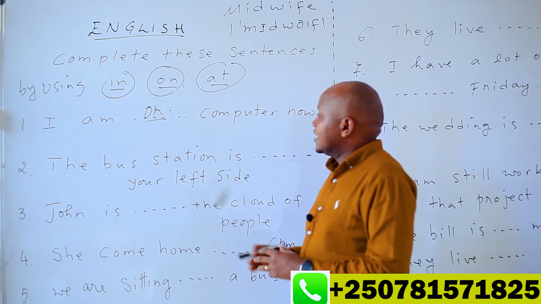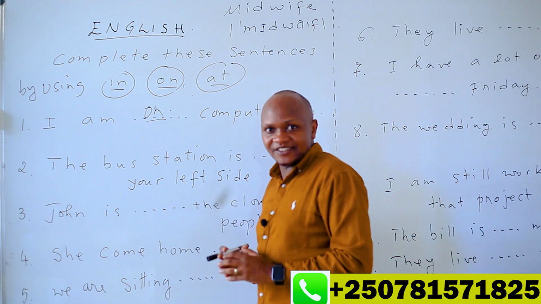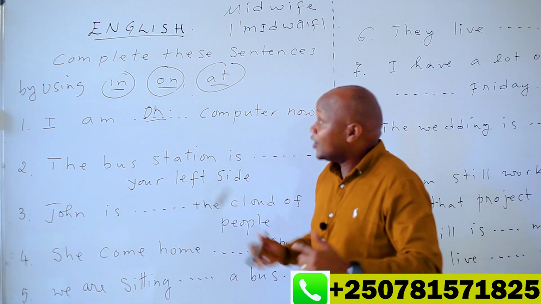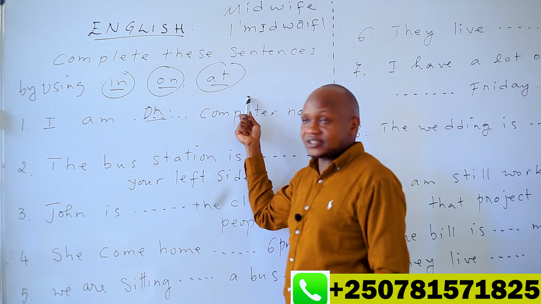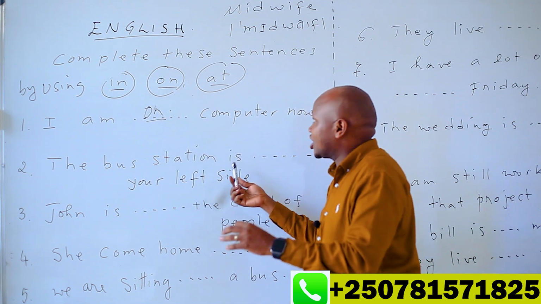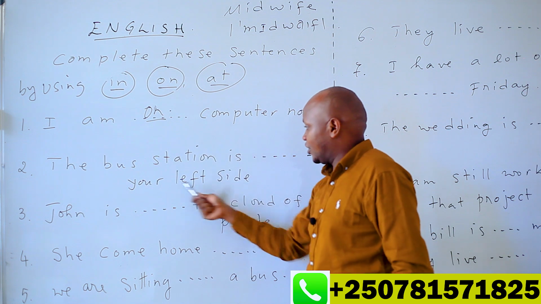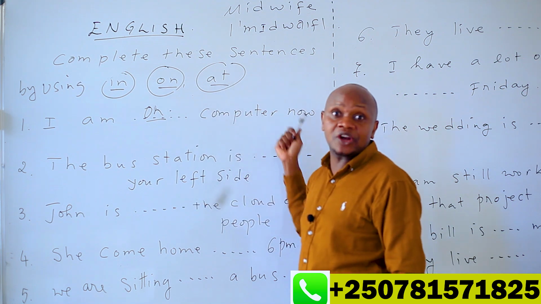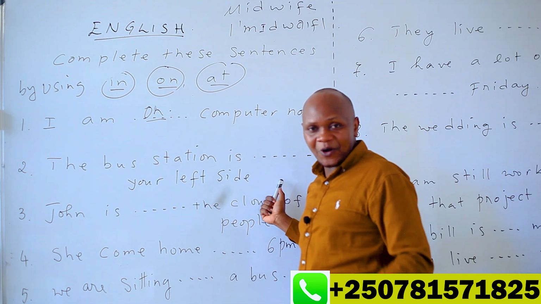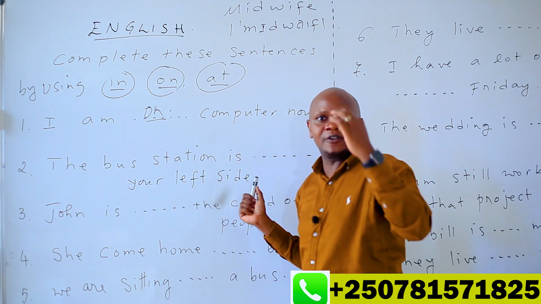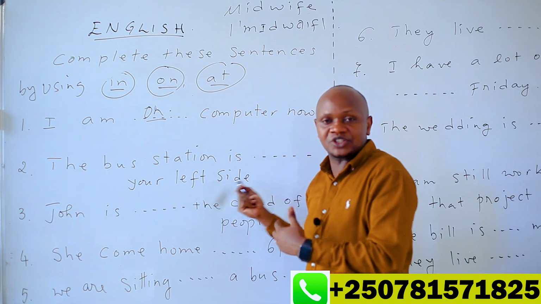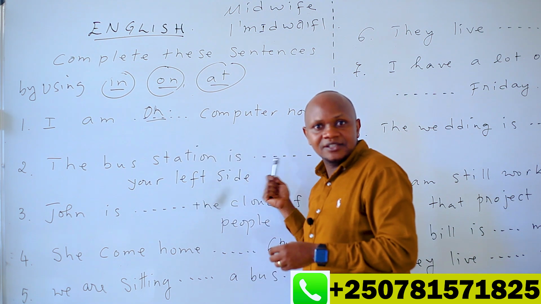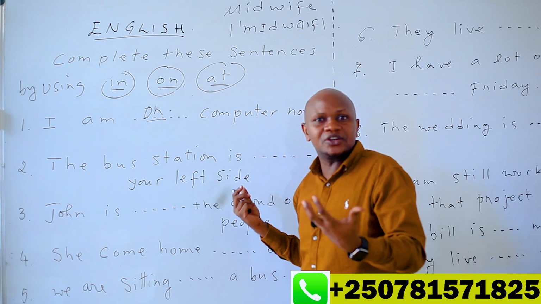Good. This is the second sentence. The bus station is, you are going to complete. Ugiye kuzuza, ukwifashishije in, on, at. Can you say the bus station is in your left side, on your left side, or at your left side? What can you put here to have a meaningful sentence? Kugira ngo tugire interuro yumvikana washyira hiki. The bus station is in your side, at your side, on your side.